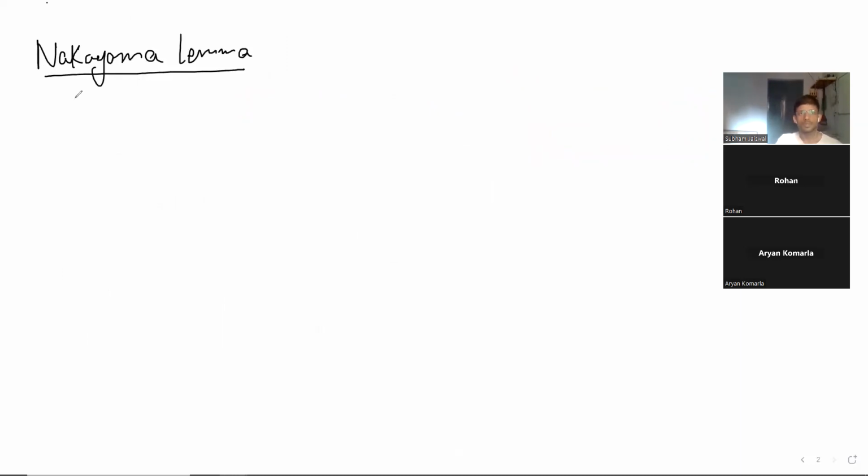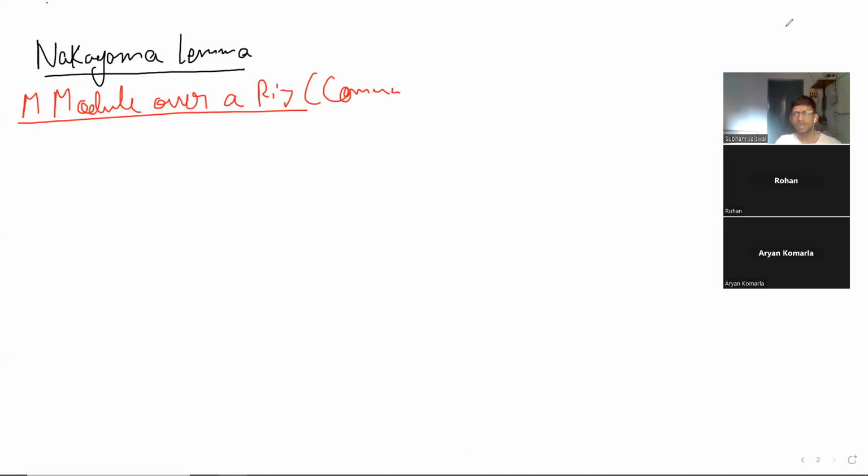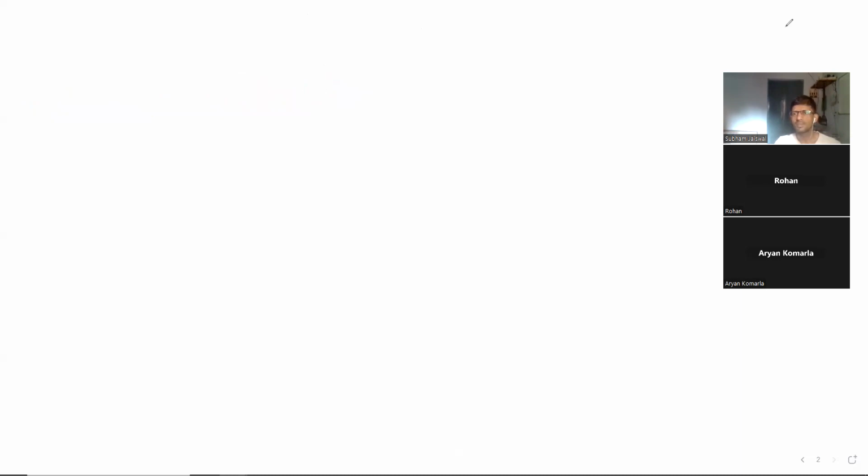So what is this saying? It says: look at a module over a ring, so it's a commutative ring. Maybe I will omit it, and after the break we will do something else because there's not much time. But we will say it at one point. We'll see.